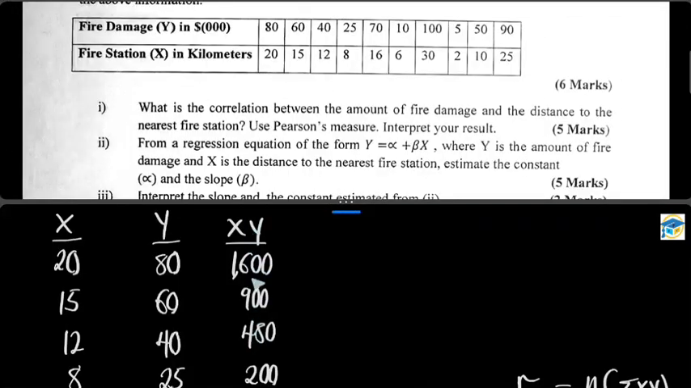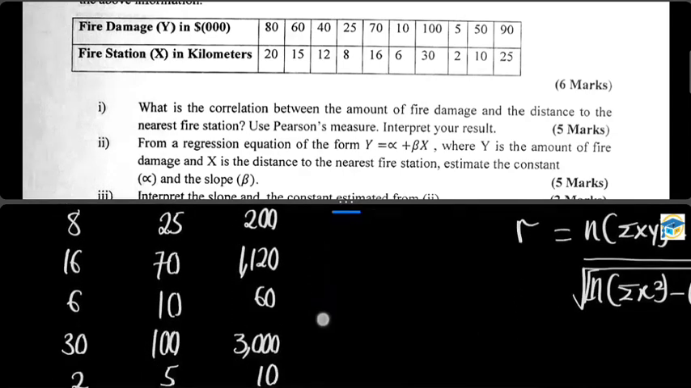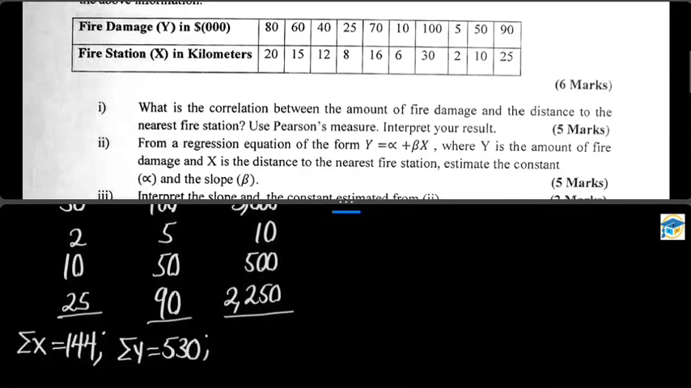So these are also the values for x and y. When you multiply the individual values of x and y, you get these values: 1600, running down to the last value, which is 2250. Here you also have the summation for the total of x and y, that's summation xy. After summing them up, you should arrive at a total of 10,120. So that is for column xy.